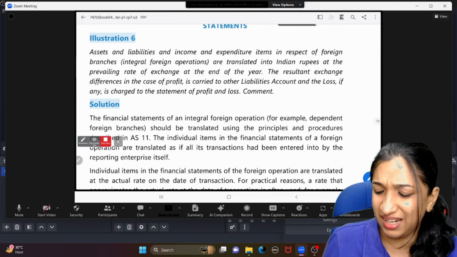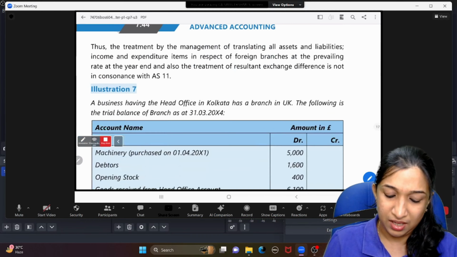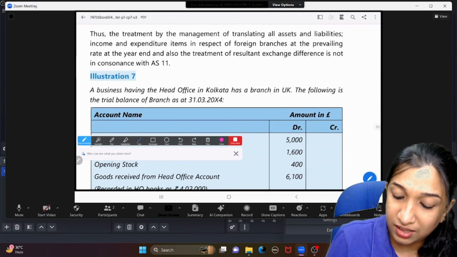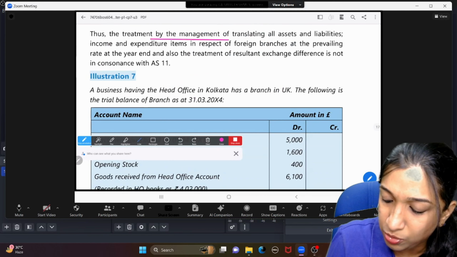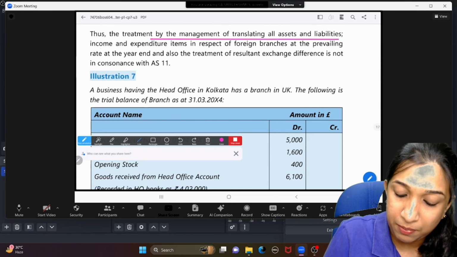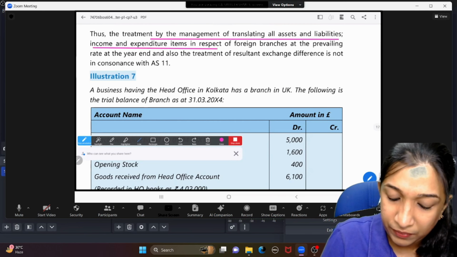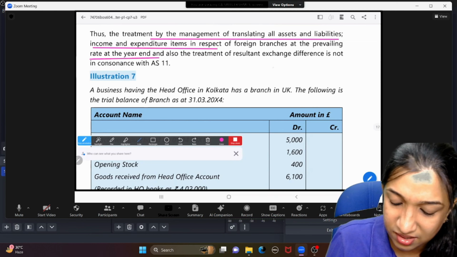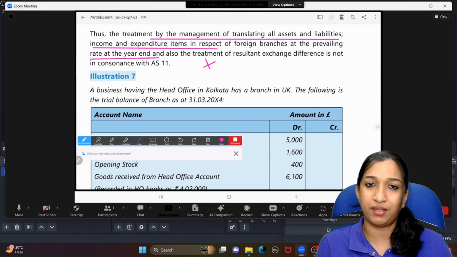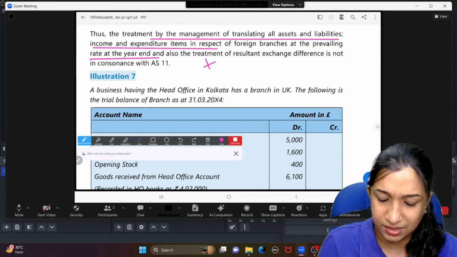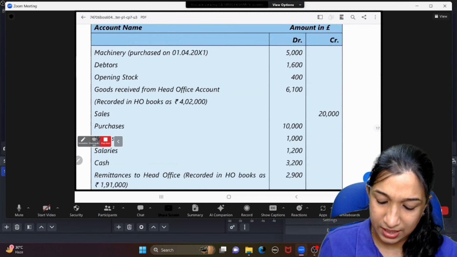So just write the provisions, and after writing the provision, write a conclusion. Thus, the treatment by management, translating all assets, liabilities, income and expenditure at prevailing rate at the year end is not in consonance with AS 11. It's not in accordance with AS 11. Okay, so 7 we have done.